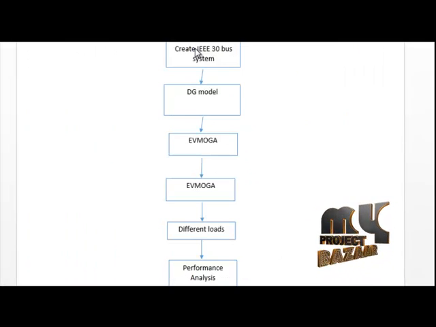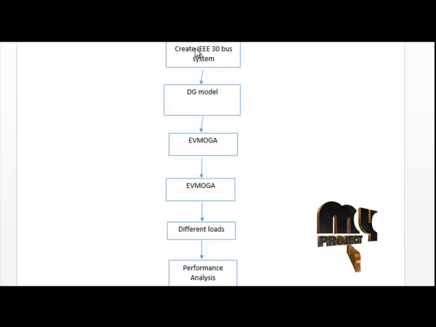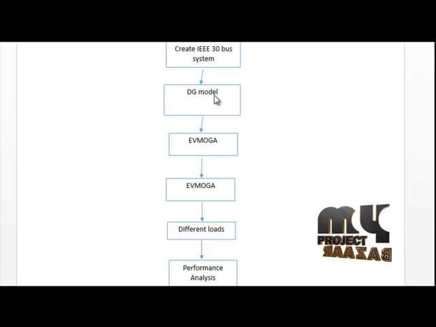This is the flow diagram of our process. First, we have to create the general structure of the IEEE 30 bus system. The next one is the DG model, that is the distributed generation model. It's also called on-site generation, dispersed generation, embedded generation, decentralized energy. Distributed energy or district energy generates electricity from many small energy sources.